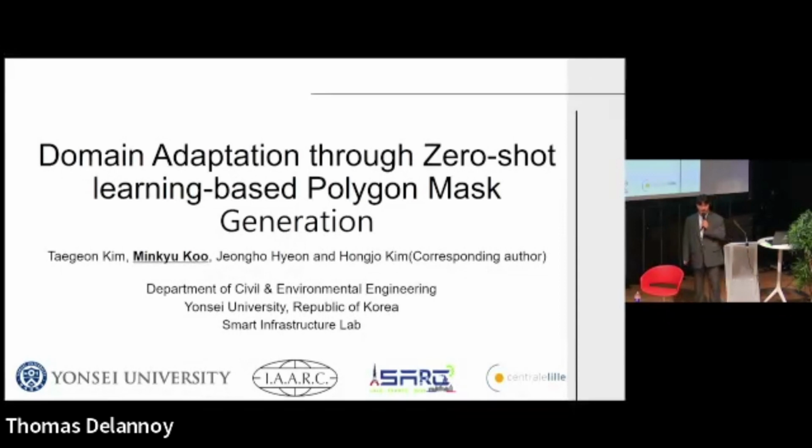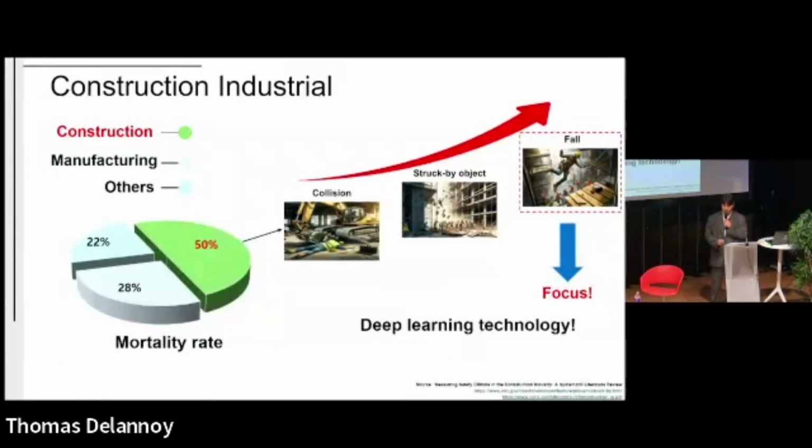Today, I will be presenting on the topic of domain adaptation through zero-shot learning based on polygon mask generation. According to the Ministry of Employment and Labor, the construction industry records the highest mortality rate compared to other industries. This is due to the constantly changing environment and hazards.